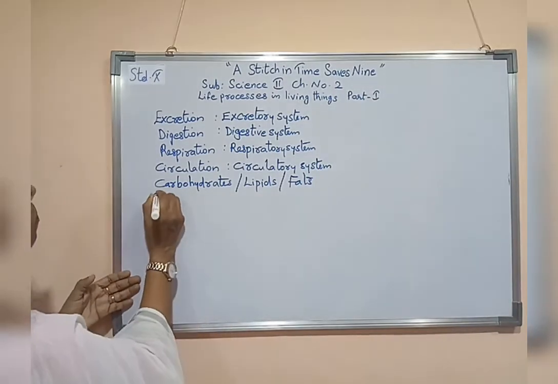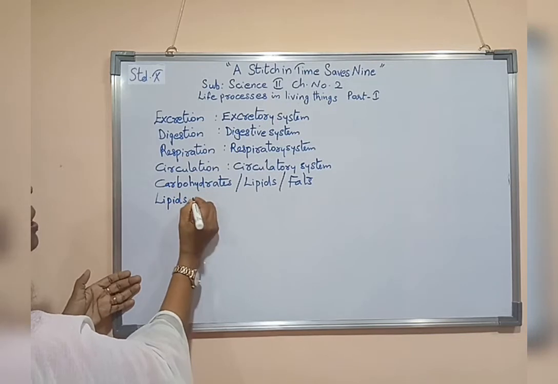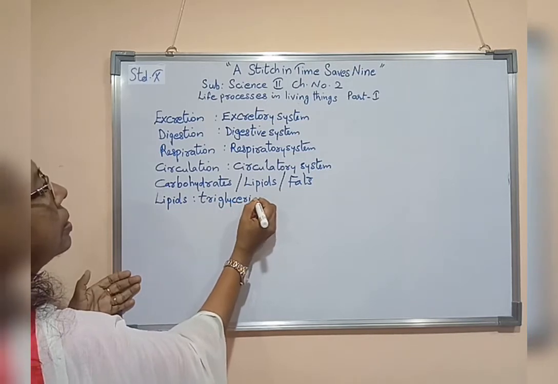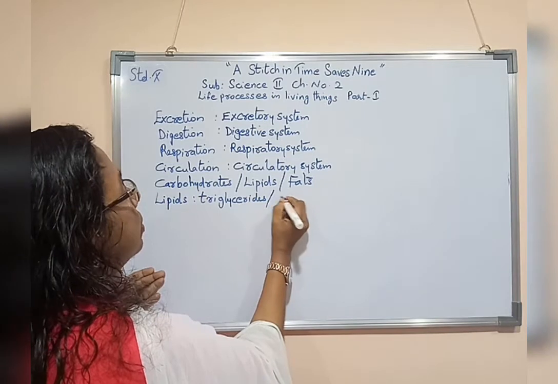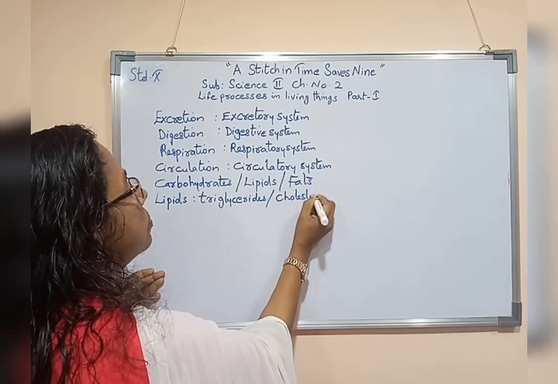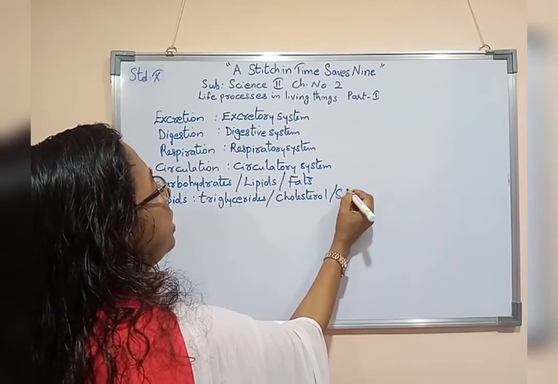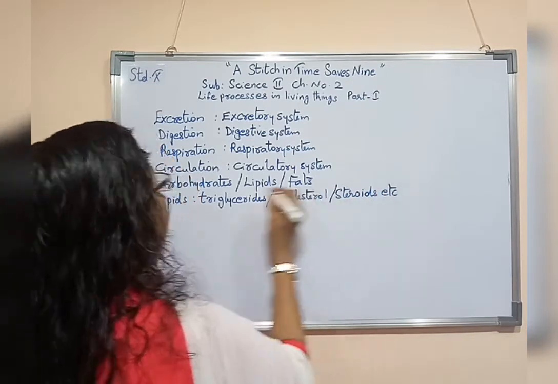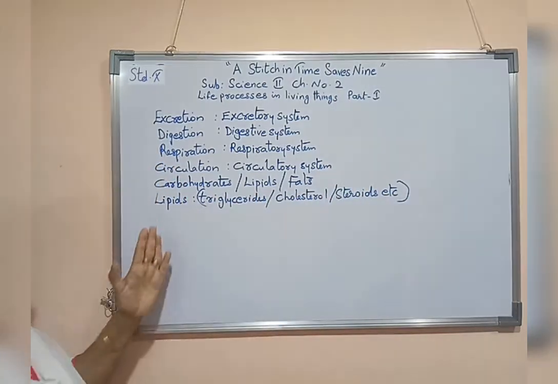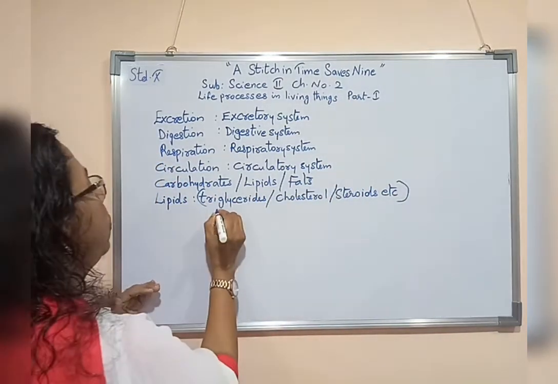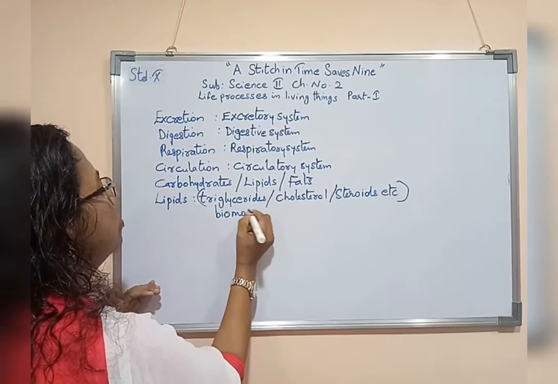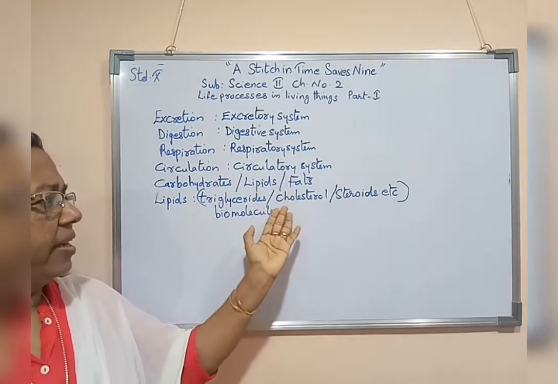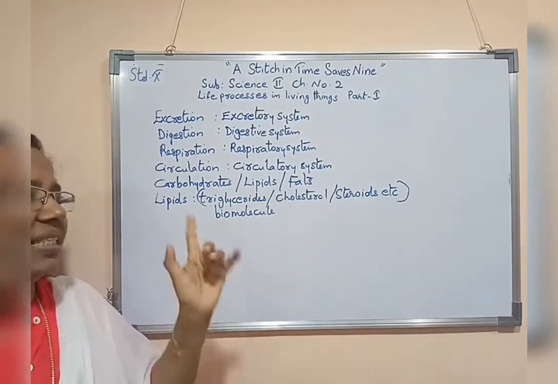For example, lipid means triglycerides, then cholesterol, then steroids, etc. All these things together we call lipids. It is a macromolecule, a biomolecule. All such things, triglycerides, cholesterol, steroids, etc., everything together we say lipids.